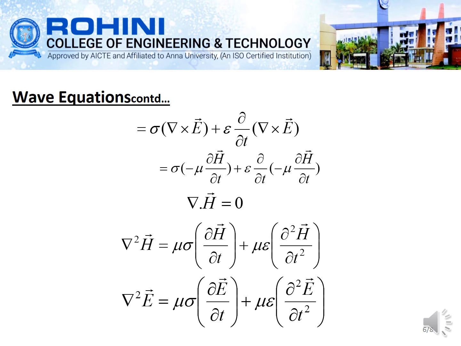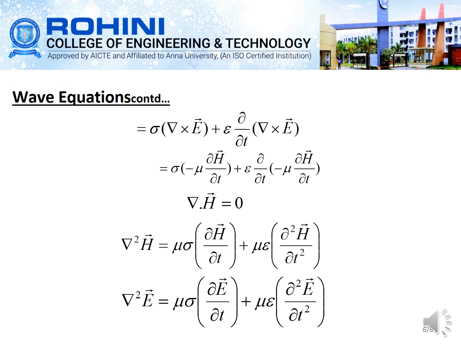Since the divergence of the magnetic field is 0, and applying this in the above equation, we get del square H vector is equal to mu into sigma of dou H vector divided by dou T plus mu into epsilon into dou square H by dou T square. In terms of the electric field, we can write this equation as mu into sigma into dou E vector divided by dou T plus mu into epsilon into dou square E by dou T square.